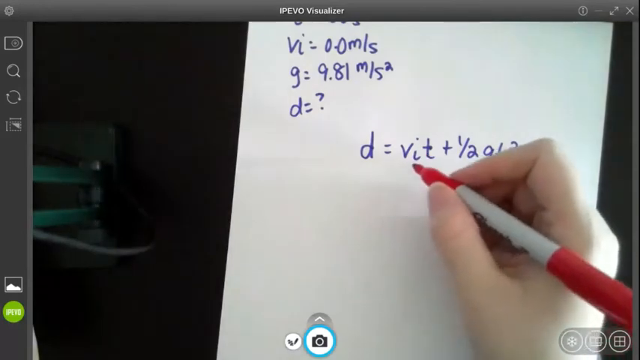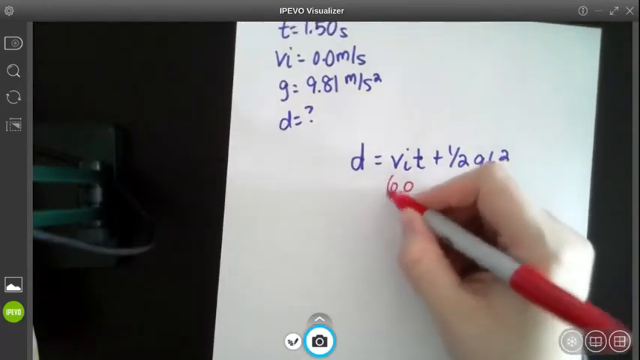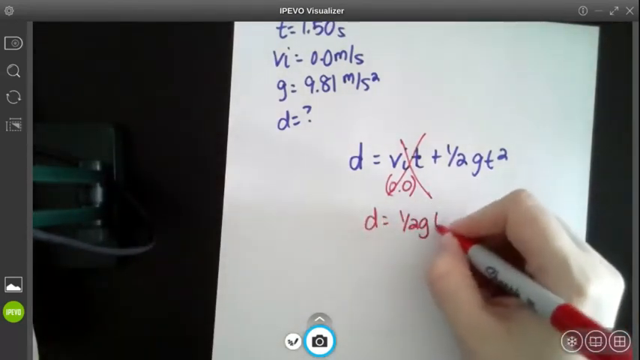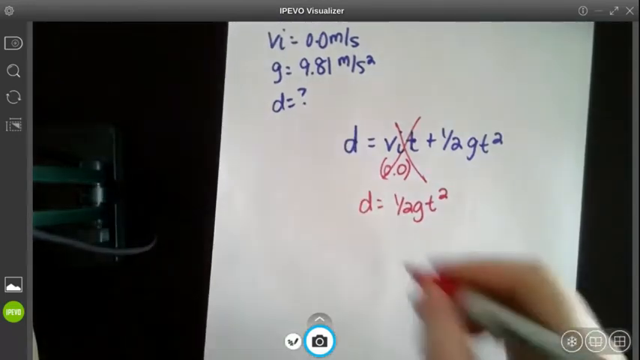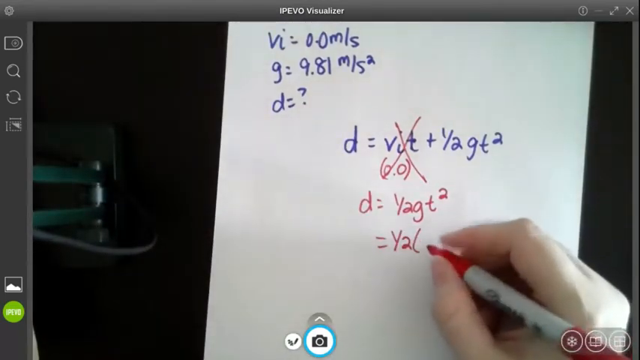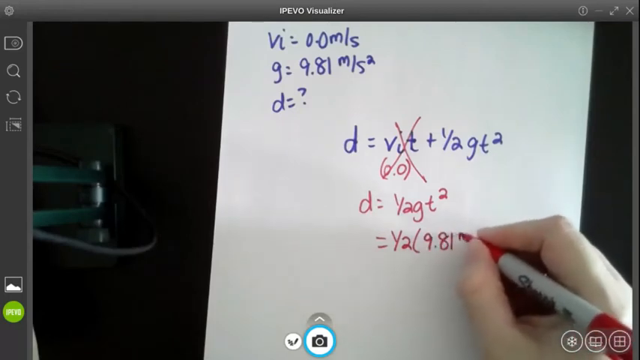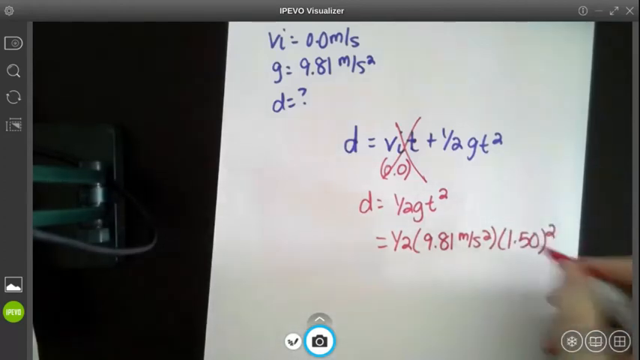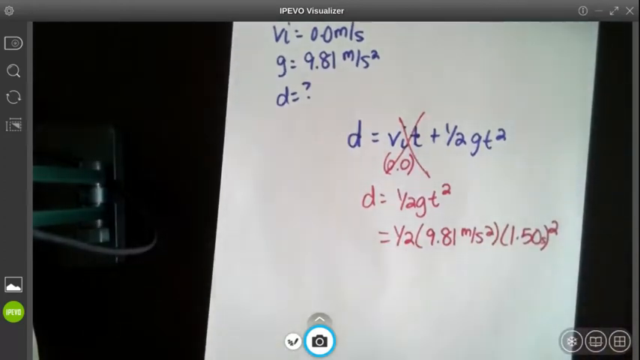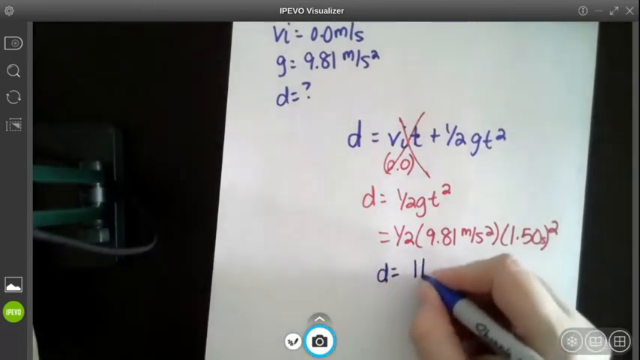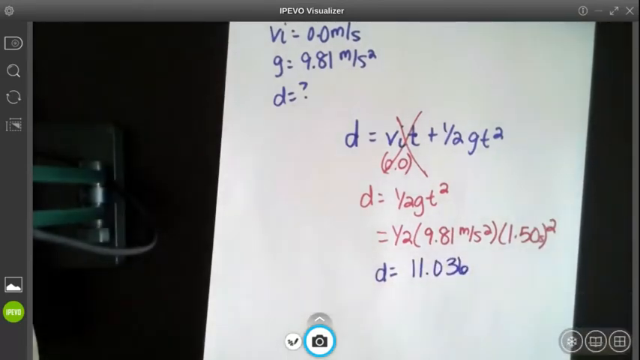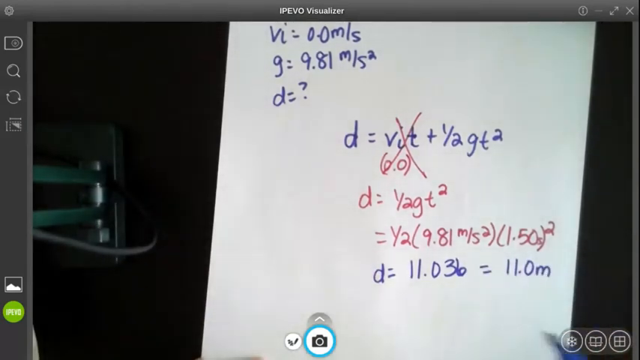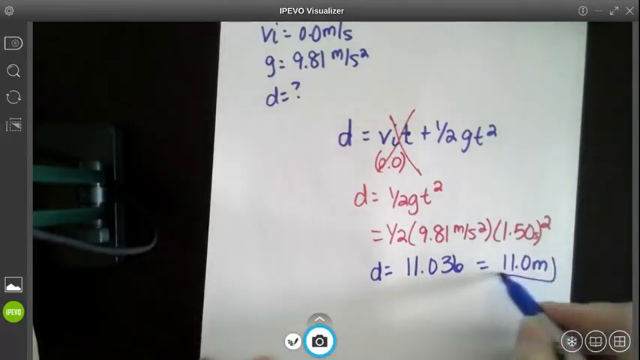Again, initial velocity is 0, so I'm going to take out this part of the equation. So I'm actually doing D equals 1/2 GT squared. I'm going to plug in my values: 1/2 times 9.81 meters per second squared times 1.50 seconds squared. I will get the answer 11.036. And I need 3 sig figs, so we're going to make that 11.0. And since it's a distance, it's going to have the unit of meters.